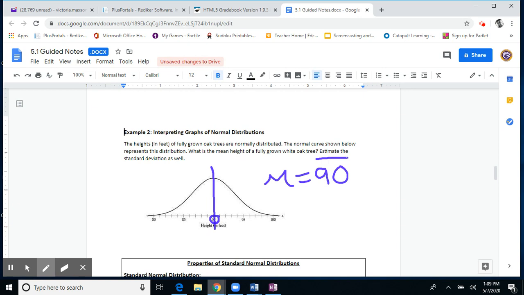Now, the reason it says estimate the standard deviation is because we kind of have to pick where the points of inflection are. So where does it start to curve? I'm going to say right about here and here. Keep in mind it's going to be the same on both sides. So if this is 95, 1, 2, out to 93, and about 87, we're going to say that our standard deviation is about 3. If you picked it and yours is about 3.5 or about 4, because it is an estimation, sometimes the values are a little bit off.